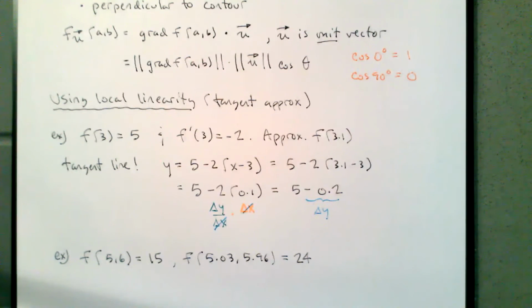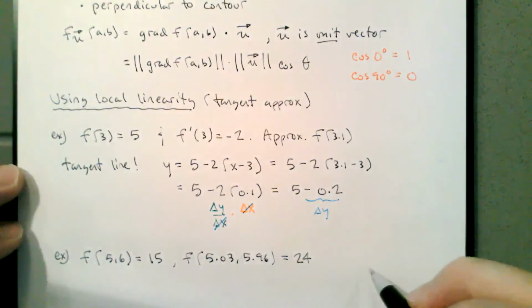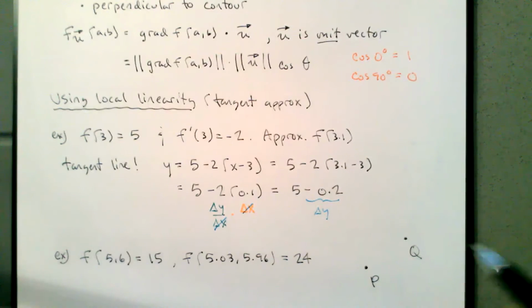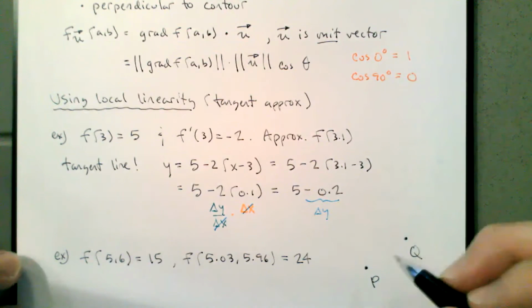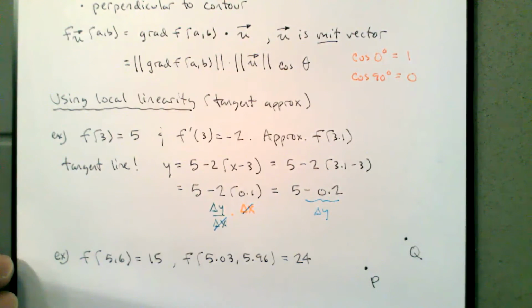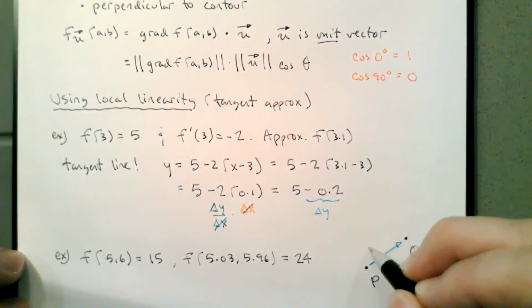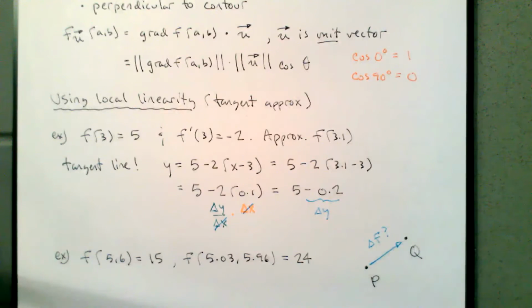We can use this information to approximate the directional derivative at P in the direction of Q. So I've got P, and I've got this point Q, and we're asking how much is the function changing? Red was for the gradient. How much will the function change when we go from P to Q?